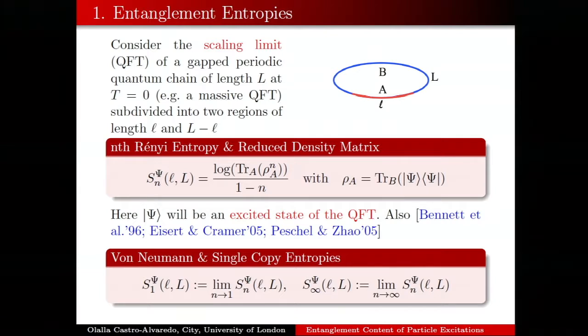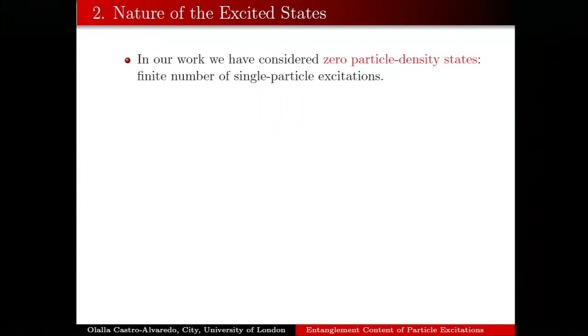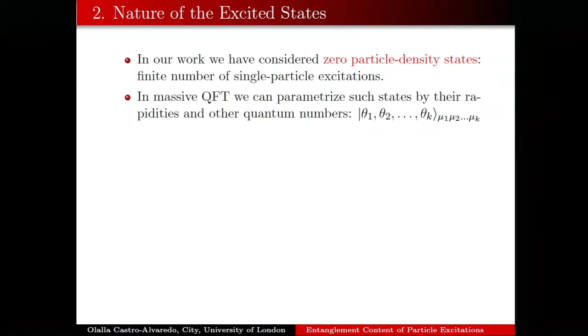So what are we looking at specifically? We want to look at excited states which have zero particle density. So we actually have a finite number of excitations. Now, these kinds of states are very natural to look at in one-dimensional quantum field theory because there is a natural way to describe them. My background personally comes from integrable systems, integrable quantum field theory, and in there we always describe states in terms of the momenta of the particles or their rapidities. So what I'm going to be talking about are states where we have, in general, k excitations.